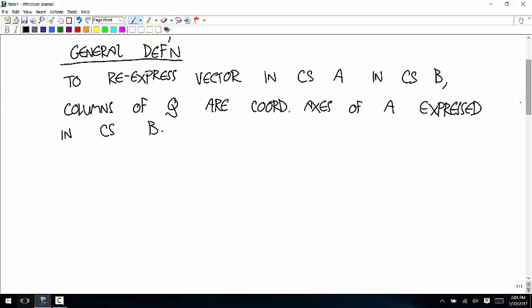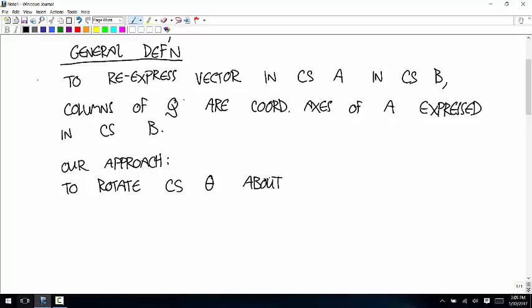That's not how we're going to do it. We're going to use rotation matrices about the individual axes. So here's going to be our approach. And this approach, by the way, is sometimes useful, but we're just not going to do it that way. So our approach says to rotate a coordinate system an angle theta about, and so I'm going to go one by one through the axes.